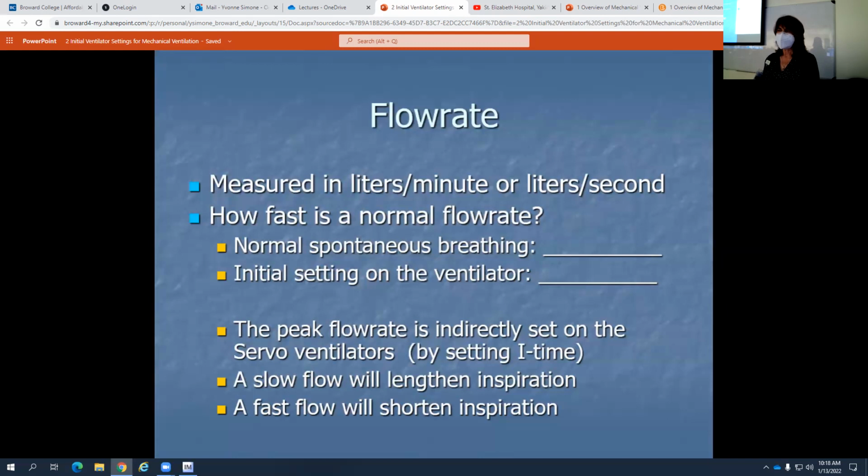So when you're placing a patient on the ventilator and you can set the flow rate, because not all modes of ventilation do you set the flow rate, but if you could, the initial setting is a little bit faster than normal. It's 40 liters per minute. So initial setting on the ventilator, when you need to set the flow rate, 40 liters per minute.